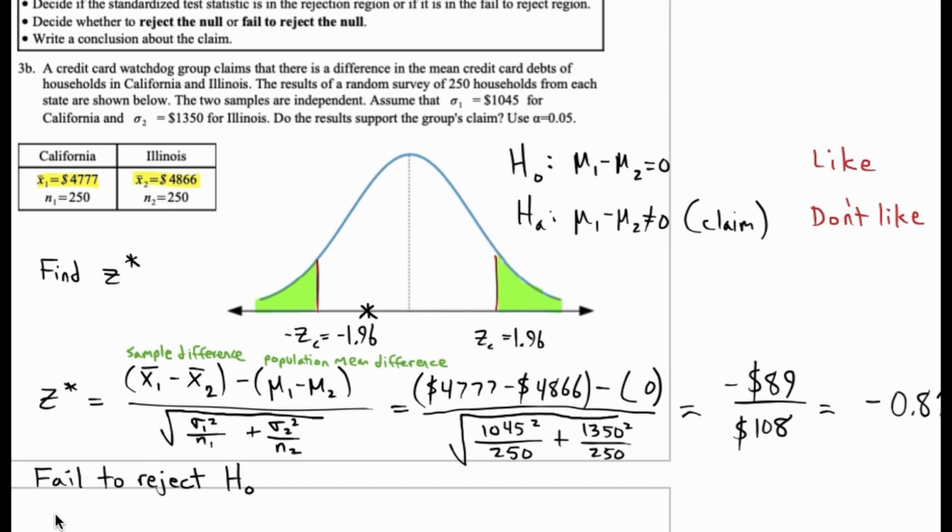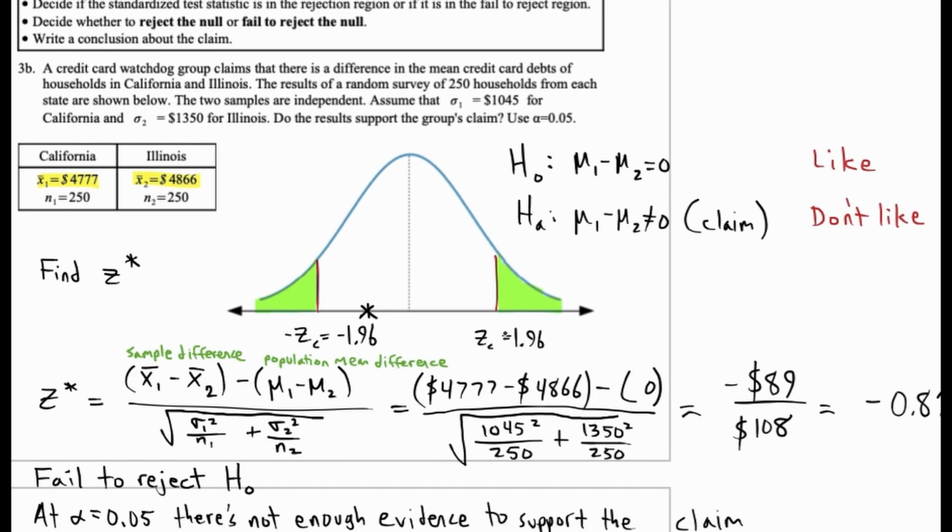So I'll say at the alpha level of 0.05, there's not enough evidence to support the claim. The idea being that these salaries are close enough statistically together that we can't conclude with a lot of confidence that they're significantly different, because that was what it was all about. The watchdog group claimed that they were different. We showed statistically that they're not different enough to make that claim.